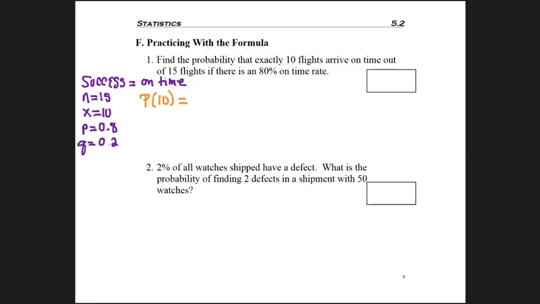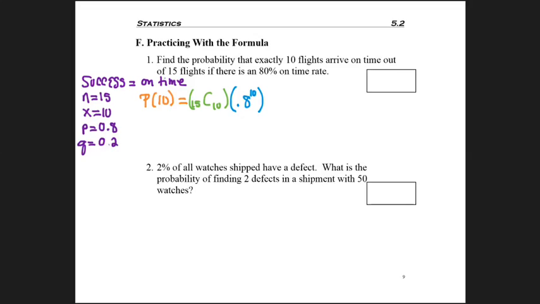Remembering that the formula is starting with 3 parts, I want the probability of X, the probability of 10 flights on time. So I find how many different ways can that happen. So I use the combination button, nCr or nCx in reality. The next thing I want to do is the probability of success that many times. One success happens 80% of the time, and I want 10 of those flights to be on time.